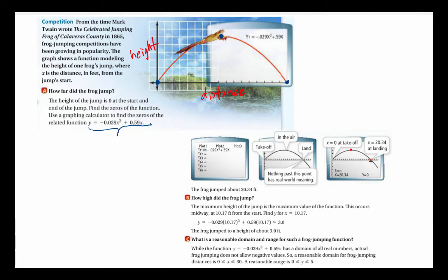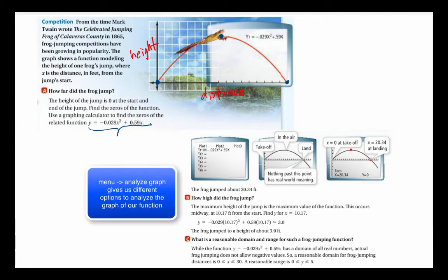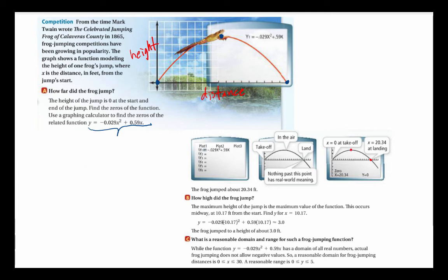Once we have our graph, we can analyze the graph and we can find the zeros. So if you press the menu button and do a graph analyze, you can actually calculate the zeros. And you can also calculate the maximum. Those are both options under that menu. We can use those functions on our calculator to define these values.